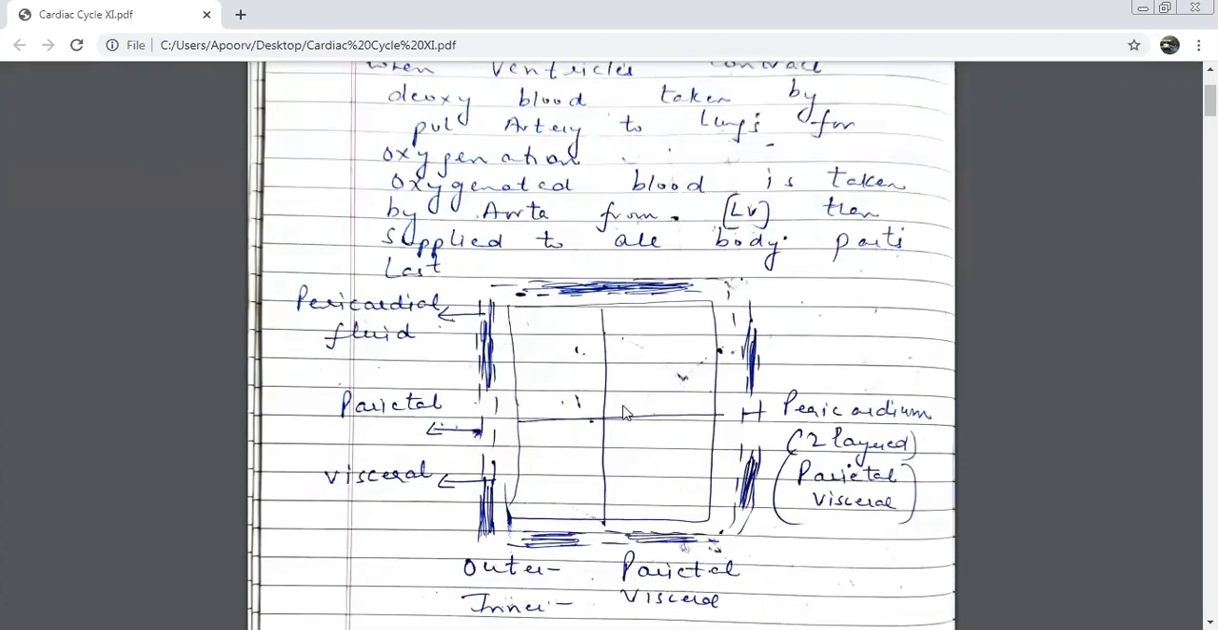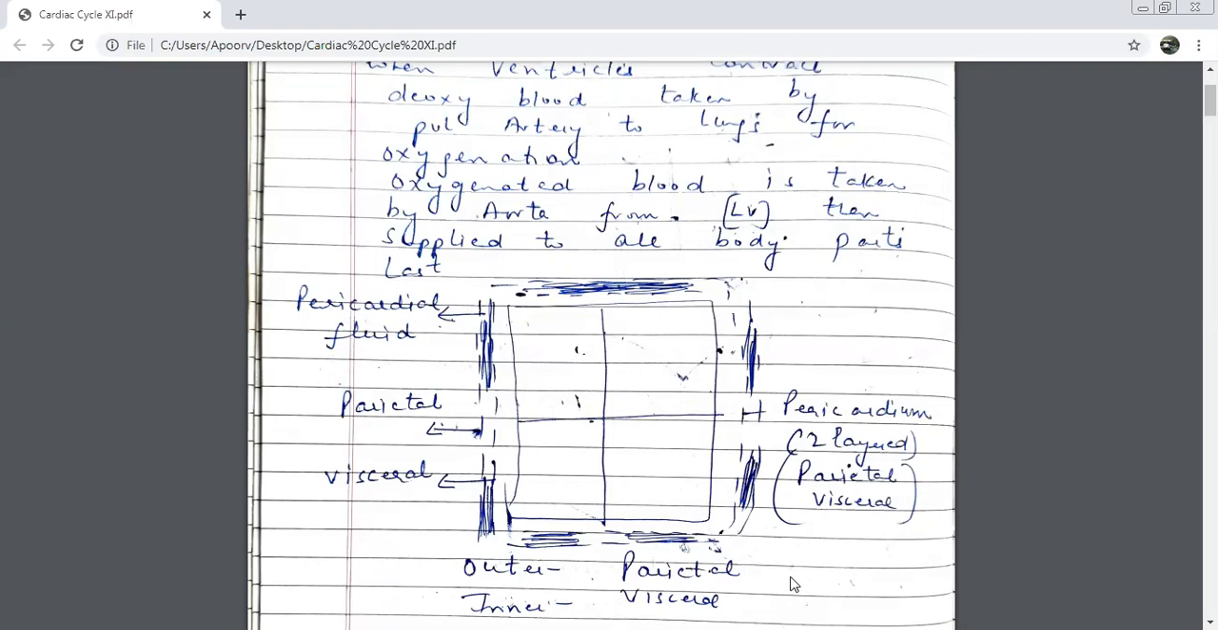These are the 4 chambers of the heart. The heart is surrounded by a membrane known as the pericardium, which is again made up of 2 layers. What is the outer layer called? Parietal layer. And the inner one is known as the visceral layer. We have a fluid filled between these 2 layers, in this shaded part.